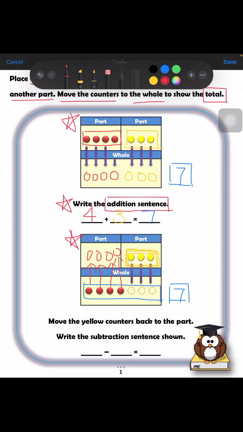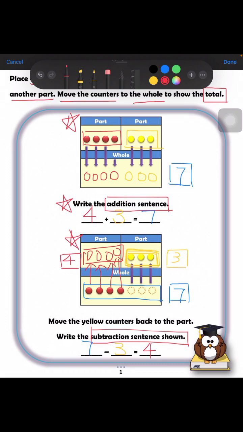Now there are 4 red counters in the pot, and there are 3 yellow counters in the pot. Now we write the subtraction sentence below. Okay, so originally there are 7 counters, and if we move 3 yellow counters back to the pot, there will be 4 red counters left.